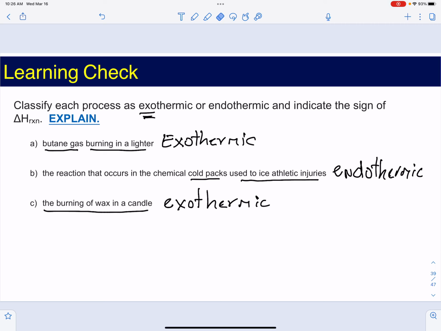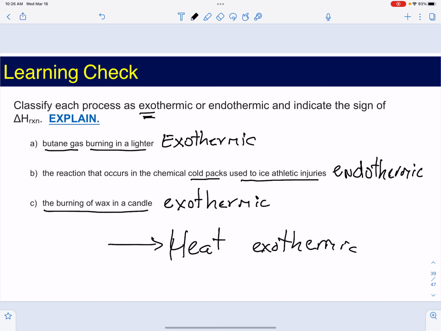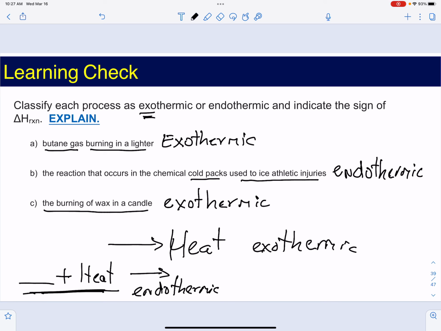So we're gonna say that when something releases heat, that's gonna be exothermic. When something needs heat, that's gonna be endothermic. So on a chemical reaction, if the heat is part of the product, it's exothermic. If the heat is part of the reactant, it's endothermic.